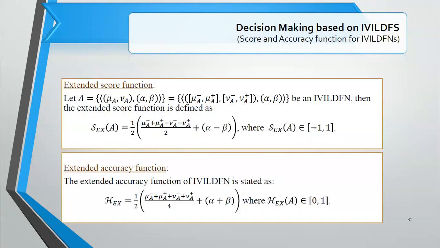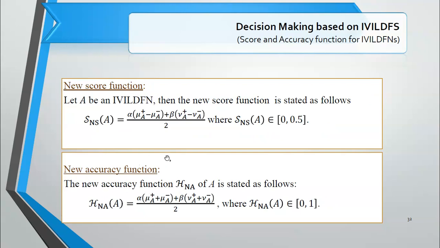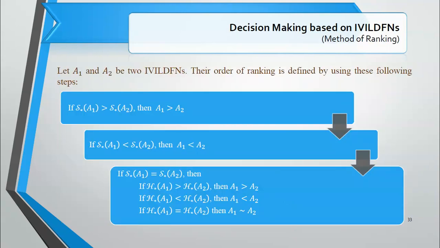Now we define some score and accuracy functions for these interval valued linear Diophantine fuzzy sets. Extended score function, correspondingly extended accuracy function, new score function, and new accuracy function are defined like this. Based on this score and accuracy function, we try to rank the alternatives. These are the steps used to rank the alternatives.